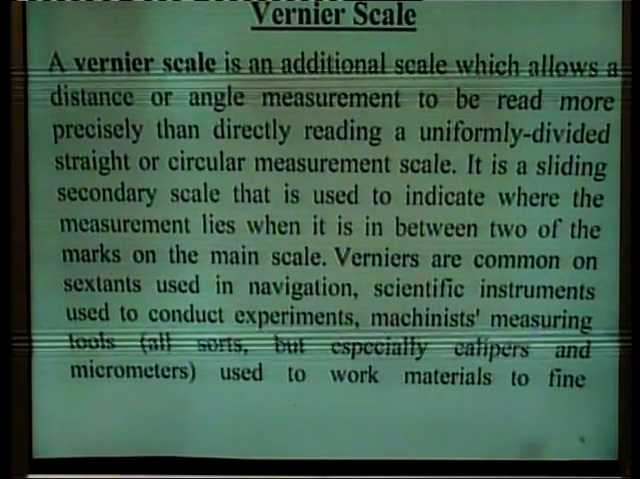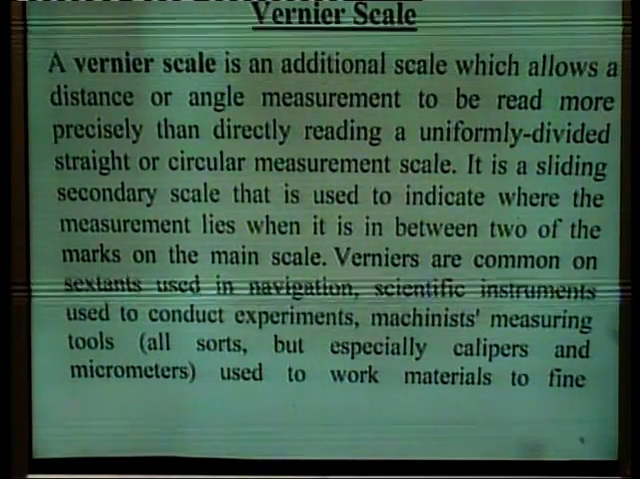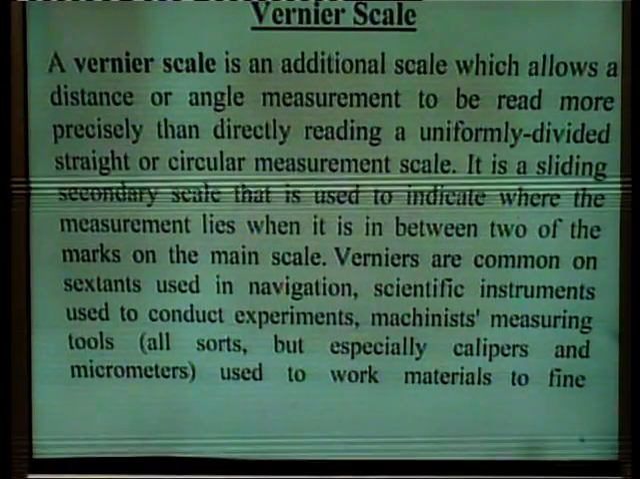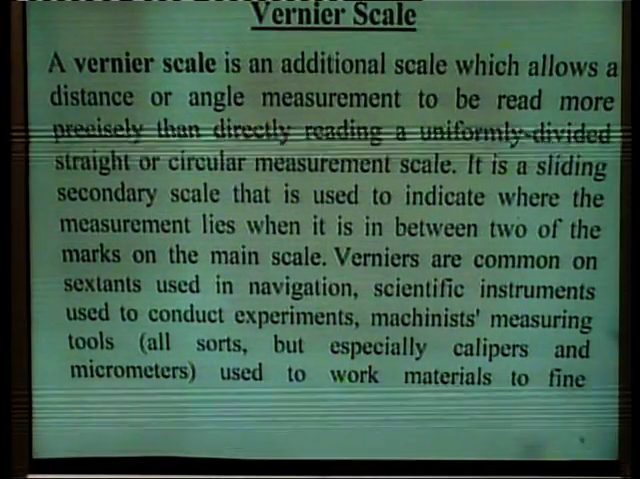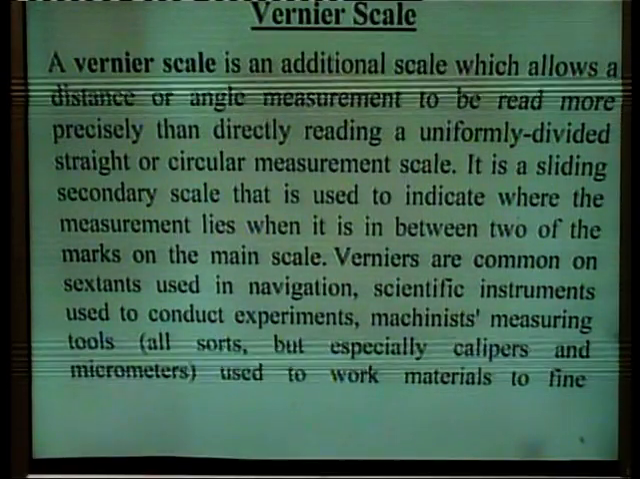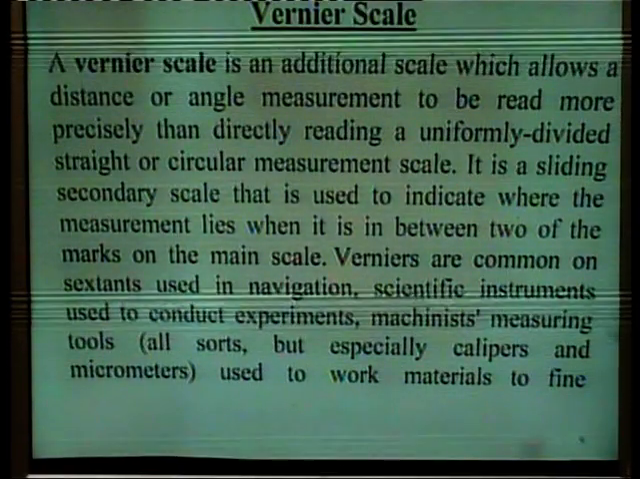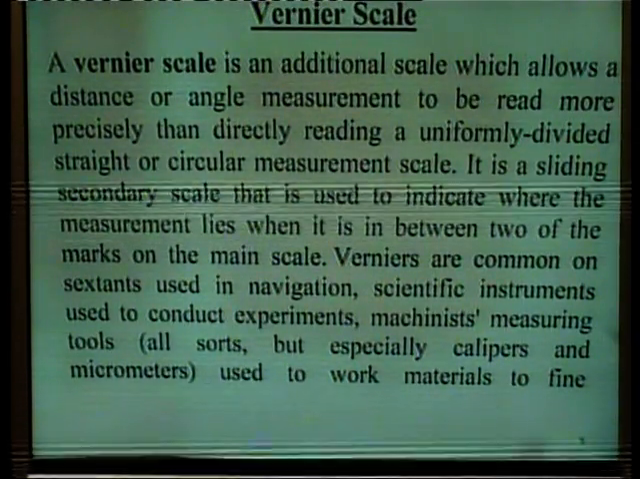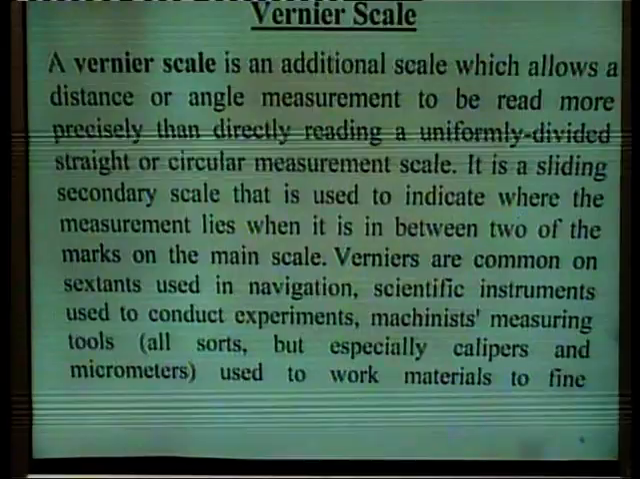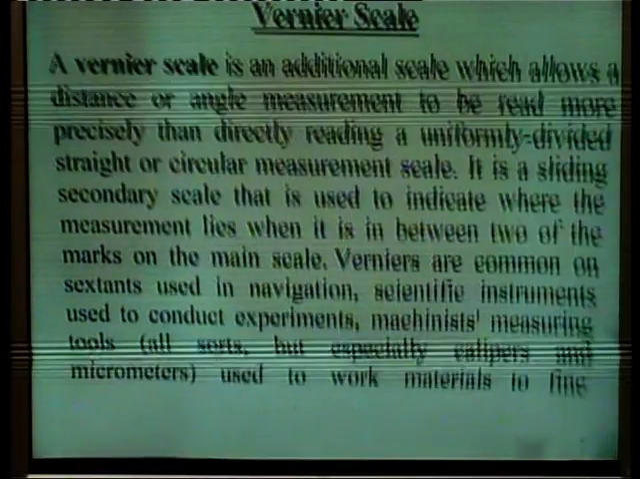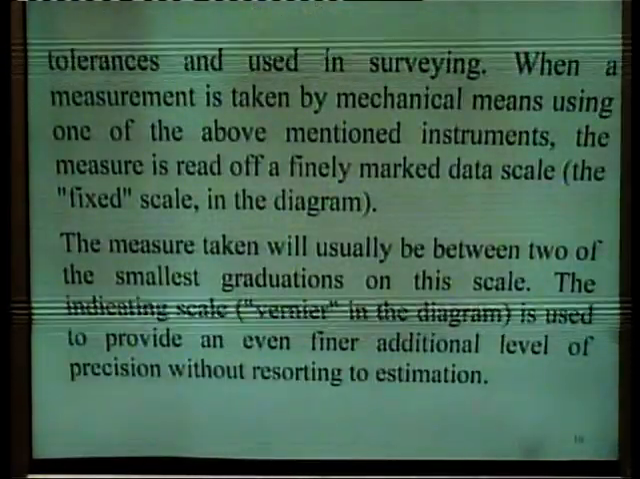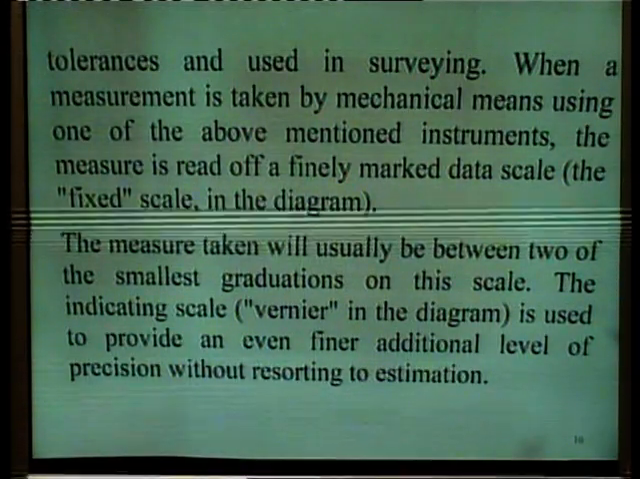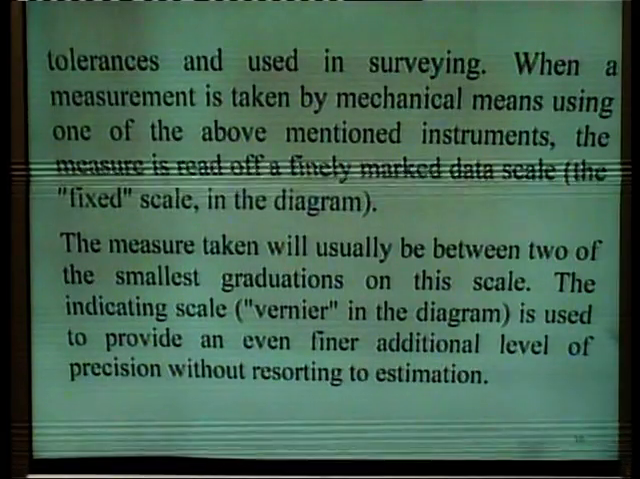So verniers are common on the sextants used in navigation, scientific instruments used to conduct experiments, and machinist measuring tools, but especially calipers and micrometers used to work metals to find tolerances, and used in surveying.